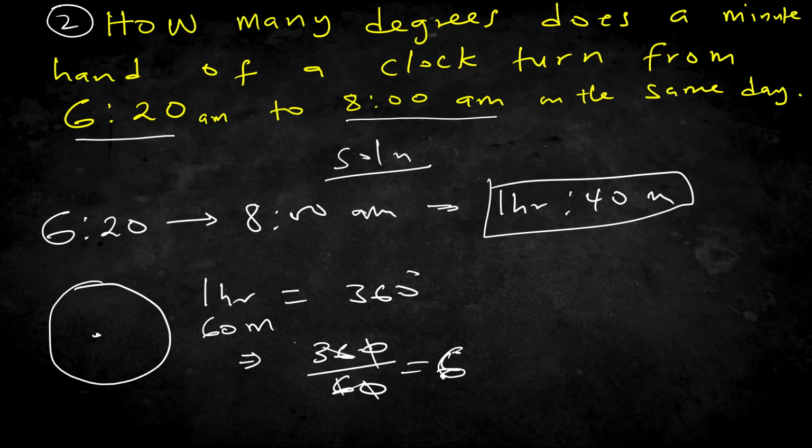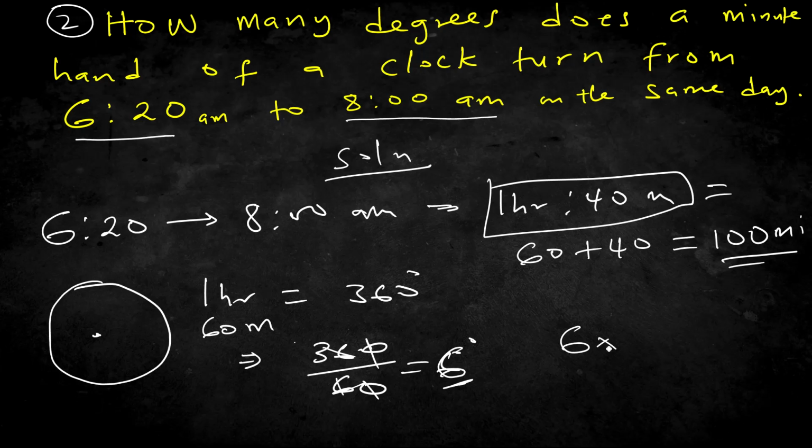Now, from 6:20 to 8, we have 1 hour 40 minutes. So 1 hour 40 minutes to minutes: 1 hour here is 60, so 60 plus 40 minutes, we have 100 minutes. And 1 minute is 6 degrees. So to get the answer here, we have to multiply 100 minutes by the angle. That would be 6 times 100, that would be 600 degrees. That's our answer.